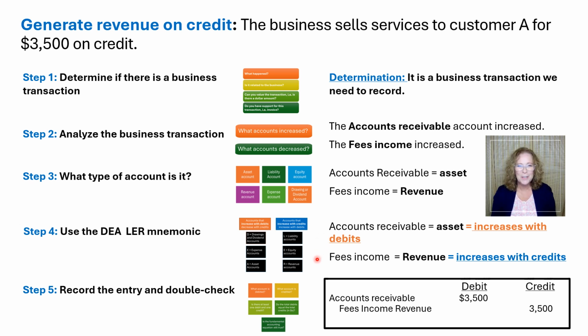Are you ready for step 5 to record the entry? We debit the accounts receivable account for $3,500 and we credit fees income for $3,500. And we can double check our work. Did we debit and credit an account? Yes. Do the total debits equal the total credits? Yes. Does the fundamental accounting equation still hold true?